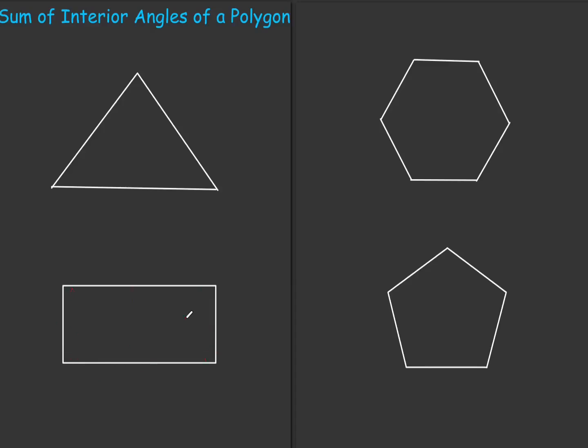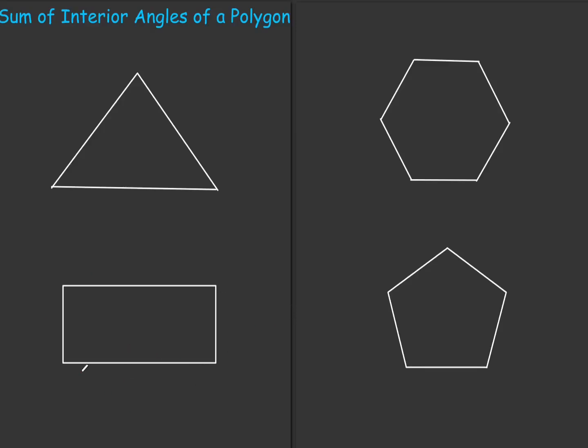So how do we calculate the sum of all the interior angles in a polygon? First of all, we have proved that the sum of interior angles of a triangle is 180. So we would base on one triangle to get the rest. What do I mean by that? For each of the polygons here, I'm going to look at how many triangles I can draw out of them.